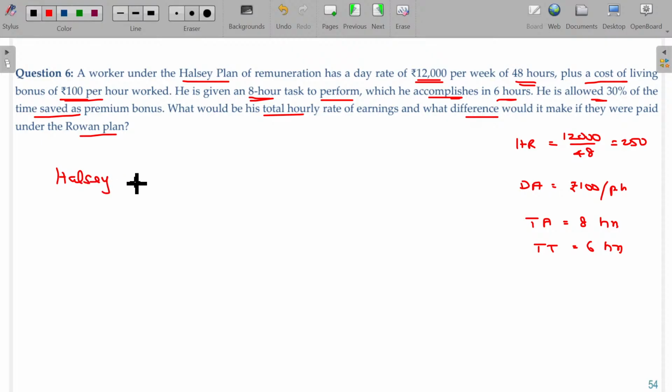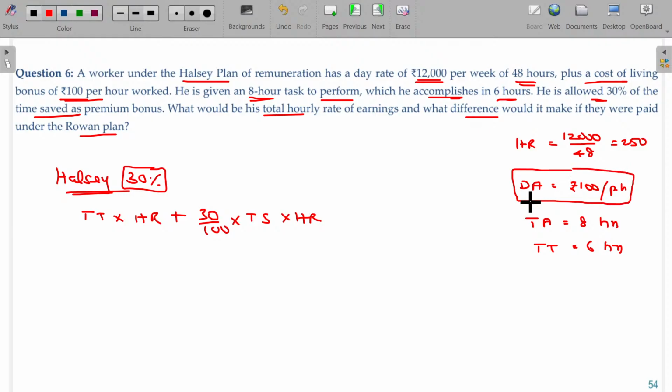So Halsey 30% plan, usually named as Halsey wage: time taken into hourly rate plus 30% of time saved into hourly rate. Remember, this DA, cost of living bonus, will not carry any incentive. That will be payable based on the hours worked. Clearly, it is given: plus a cost of living bonus of 100 per hour worked. Incentive will not be available for the DA. So, add time taken into DA per hour.